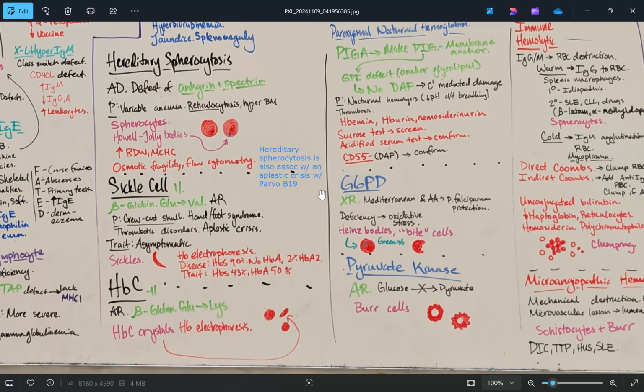Those are all your extravasculars. Next, I'll be talking about your intravasculars, which includes some intrinsic diseases. So starting with paroxysmal nocturnal hemoglobinuria.